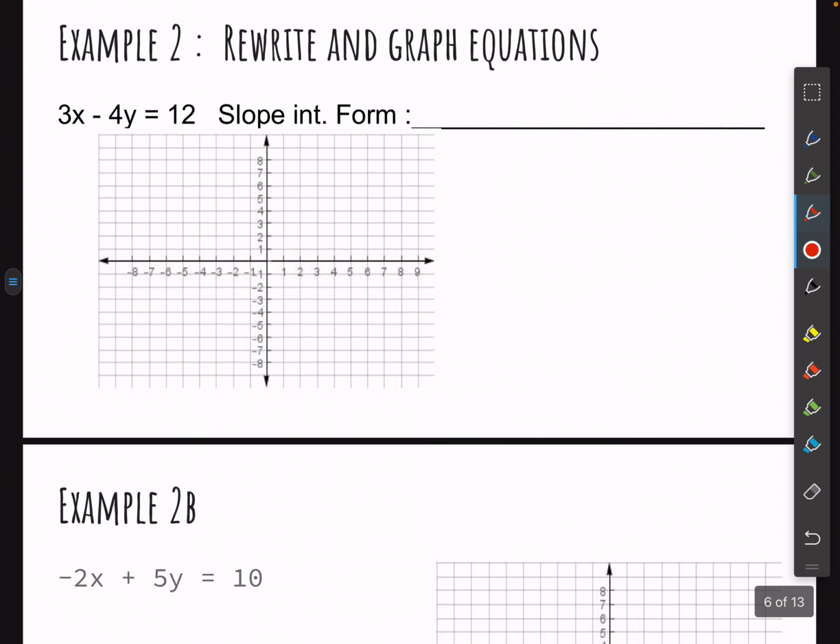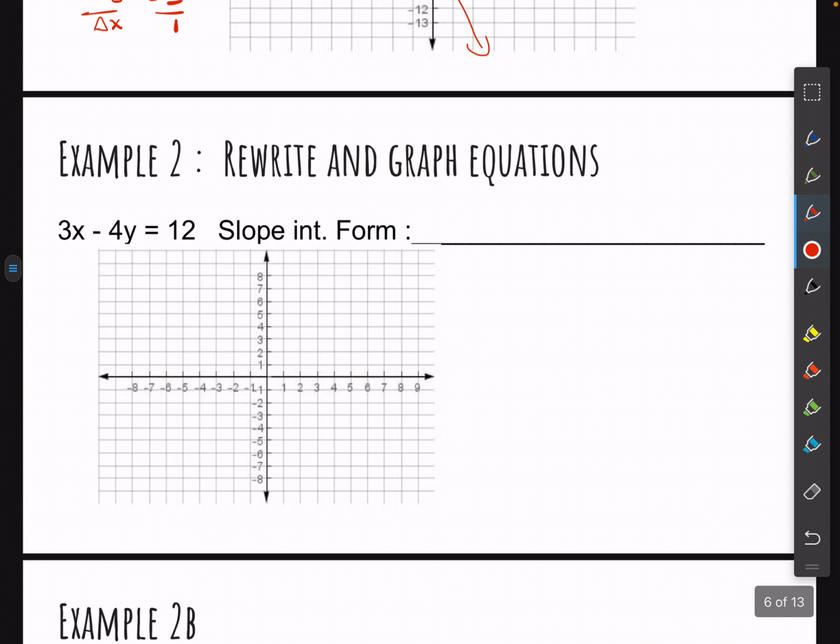Okay, let's try another one. So this one, for example 2, we're going to rewrite this now. So this is in the standard form, and we need to write it into slope-intercept form. So we're just going to solve it for y. Okay, so let me do that over here. We have 3x minus 4y equals 12. Why did I write a 14? I don't know. So let's solve this for y.